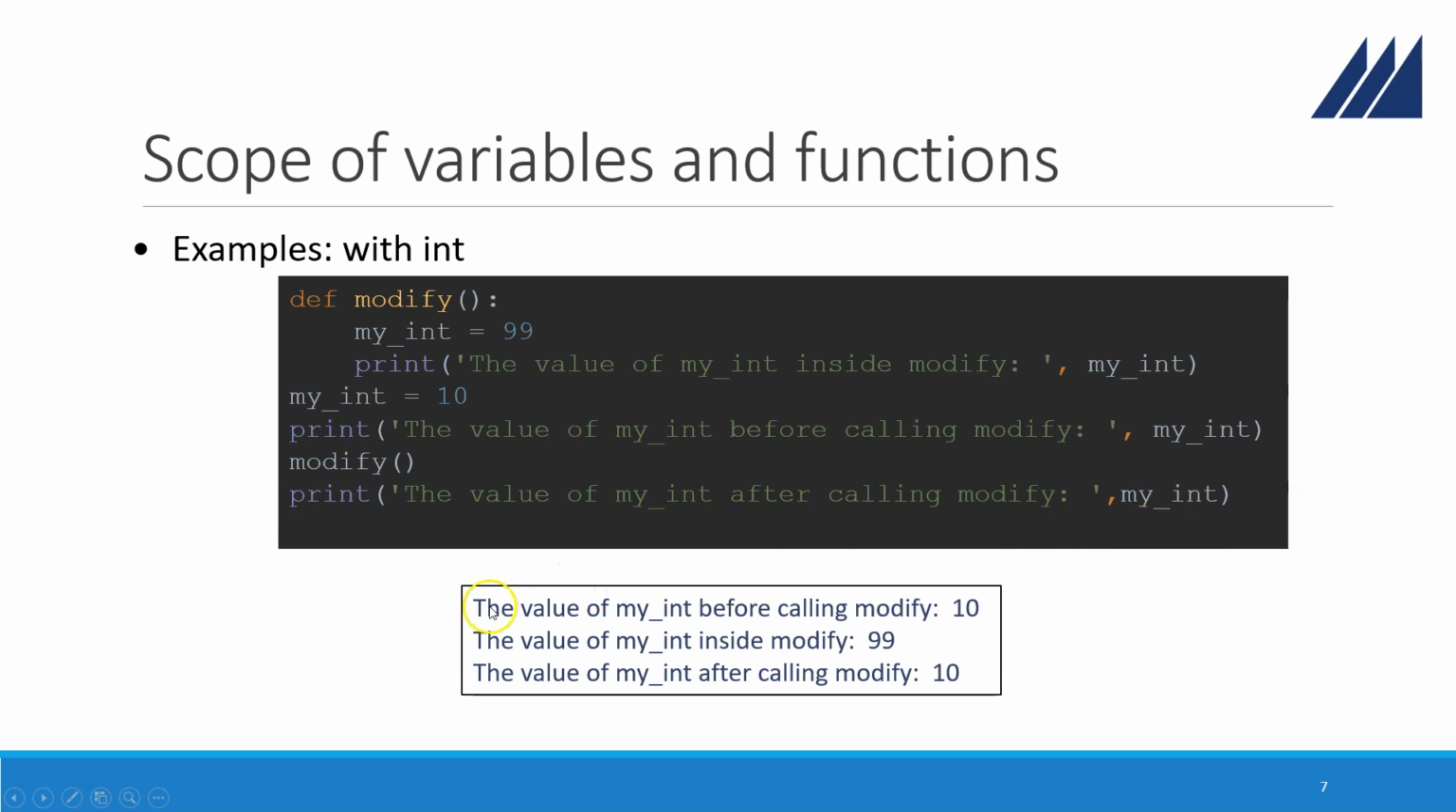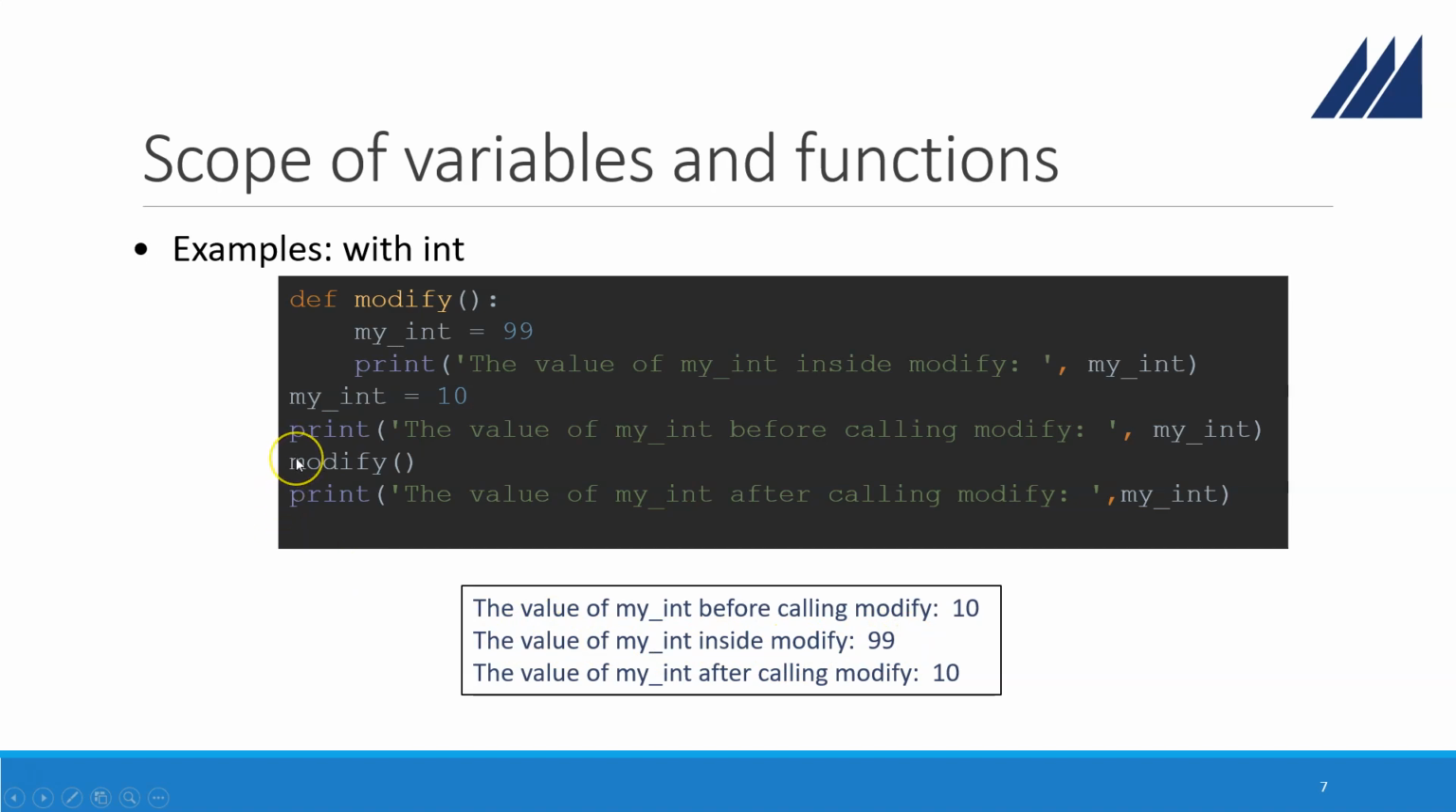Let's see what the output is going to be. The program is going to take a look over here. I have the function modify. I'm going to continue. I have my int equal to 10, and then print the value of my int before modify is 10. That's what's going to happen in this line. And then I'm going to call modify. The program is going to go here. It's going to say my int is 99. Print value of my int inside modify is 99, as you see from the second line.